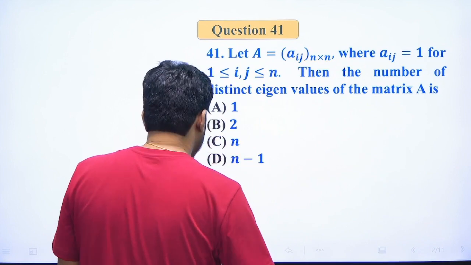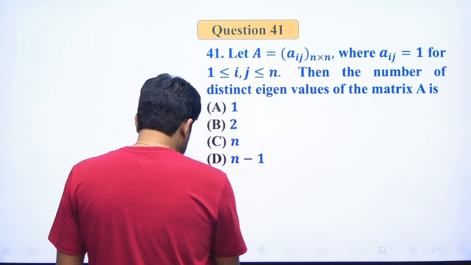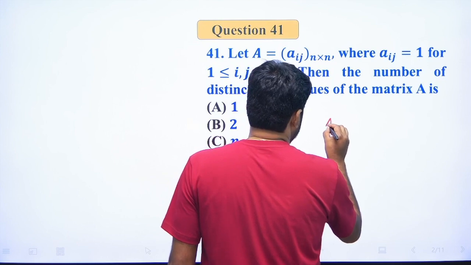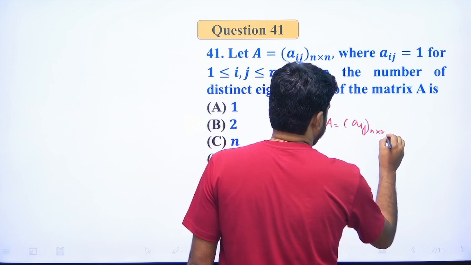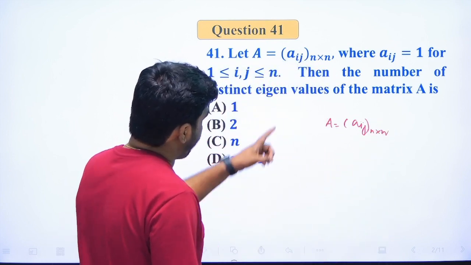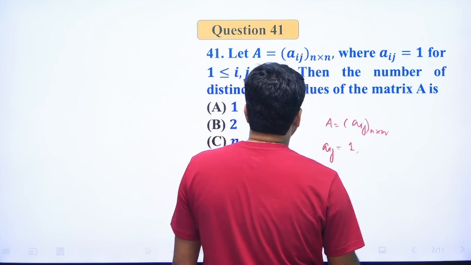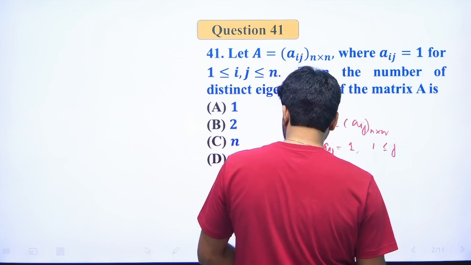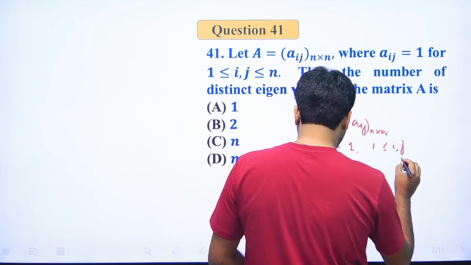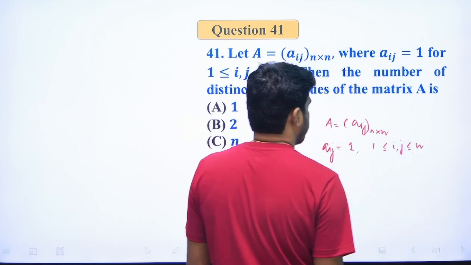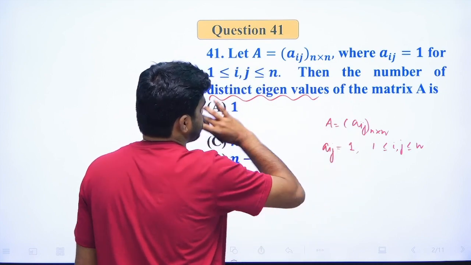So what is given here? Just see. A is equal to aij. Here it is given that A is equal to aij. So this is an n cross n matrix, right? Where aij is equal to 1 for 1 less than equal to i, comma j, less than equal to n. Then the number of distinct eigenvalues of the matrix A.